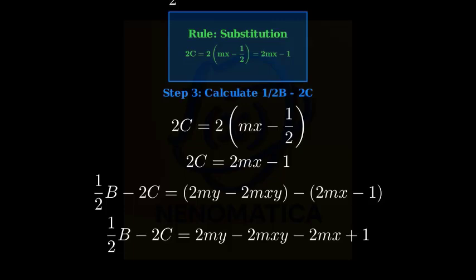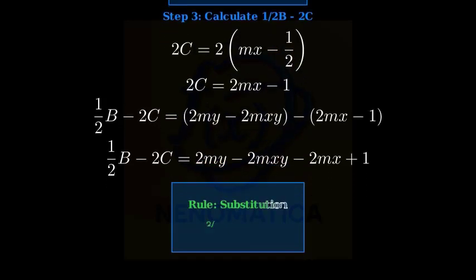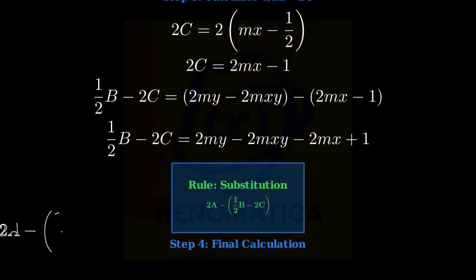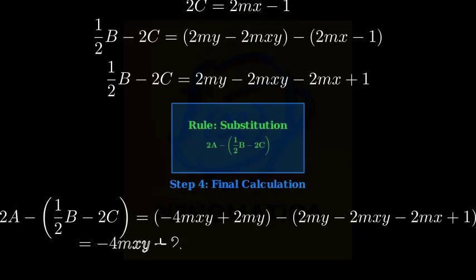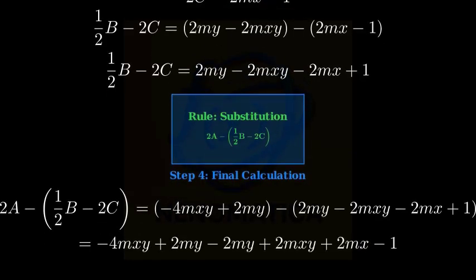Finally, we can calculate the entire expression, 2a minus the quantity 1/2 b minus 2c. We substitute the expressions we've already calculated. 2a minus the quantity 1/2 b minus 2c equals negative 4mxy plus 2my minus the quantity 2my minus 2mxy minus 2mx plus 1. Distributing the negative sign, we get negative 4mxy plus 2my minus 2my plus 2mxy plus 2mx minus 1.